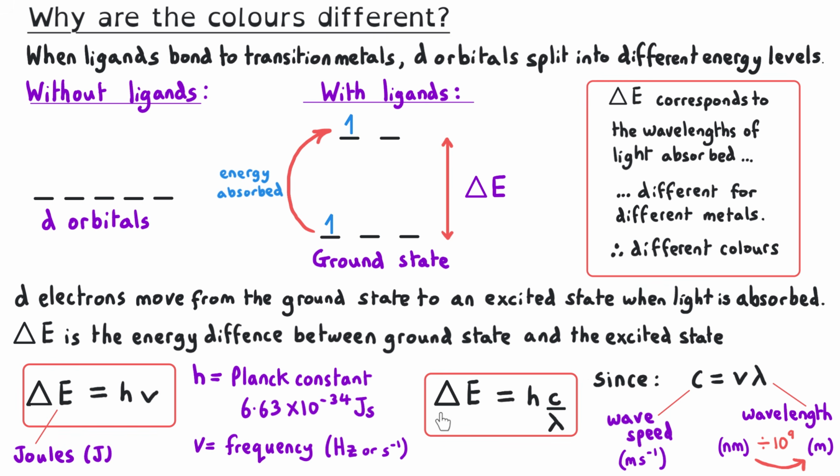And this tells us that a smaller energy difference will mean longer wavelengths of light, so lower energy, will be absorbed, while a larger energy difference will mean shorter wavelengths of light are absorbed, so in other words, higher energy. If an atom or ion has a completely full d subshell, there is no available space for the electrons to be excited, and so it can't absorb visible light and will appear colourless.